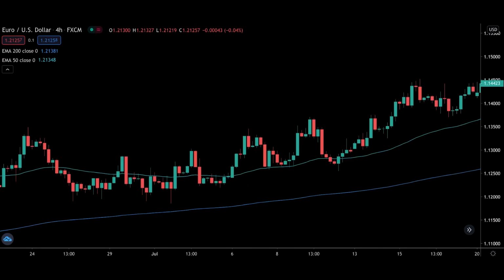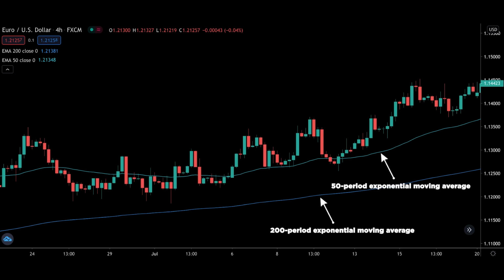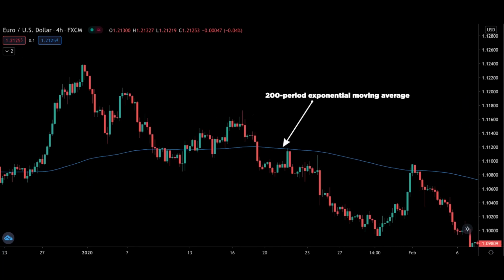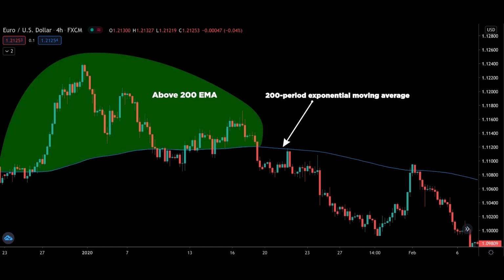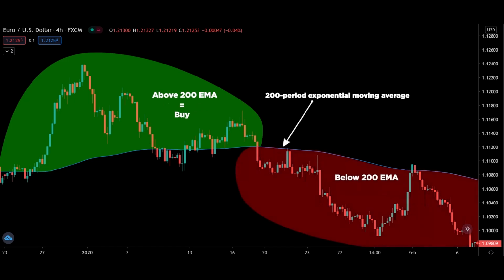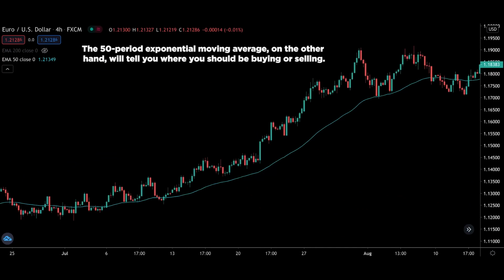For the first strategy, we will be using the 200 period exponential moving average to determine the trend, and the 50 period exponential moving average to look for pullbacks. The 200 period exponential moving average provides a simple way to decide whether or not you should be buying or selling. Look at where the price is relative to the average. If the price is above, then you want to look for buying opportunities. And if the price is below, then you want to look for selling opportunities. It's that simple.